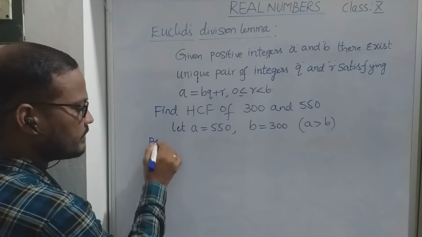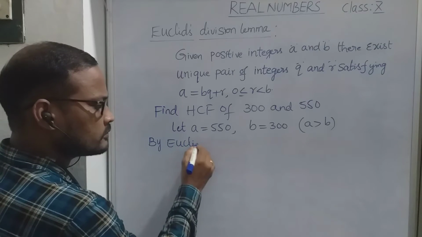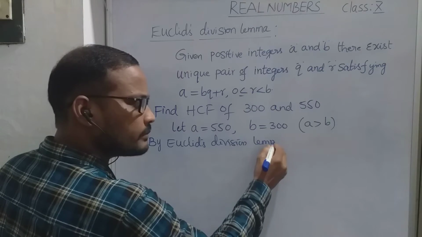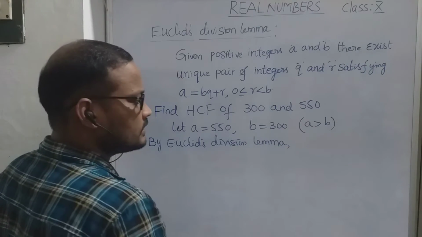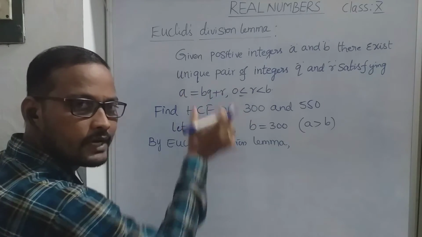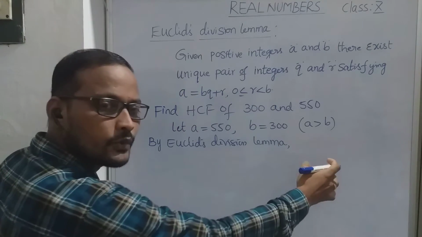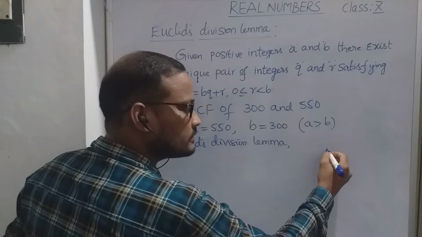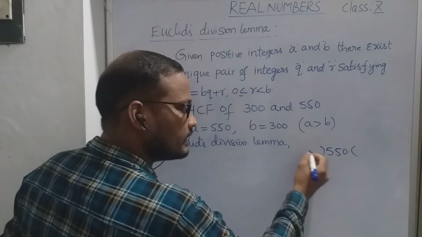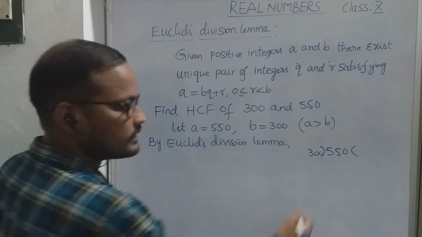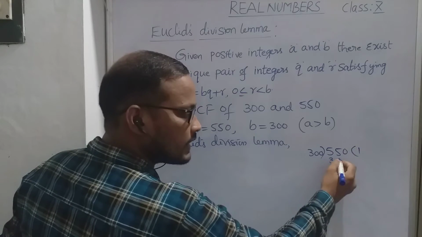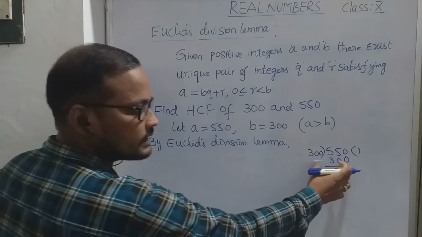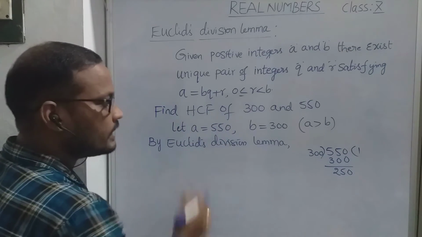So by Euclid's division lemma, we have to use it. But before writing in the form of Euclid's division algorithm, first of all you have to divide. Simply, we have to do the division. So general division: 550 is divided by 300. How many times? One time 300. The remainder is 250. The same situation we have to present as Euclid's division algorithm.